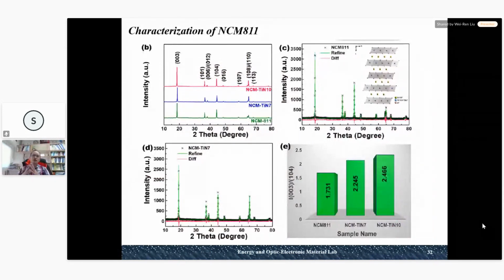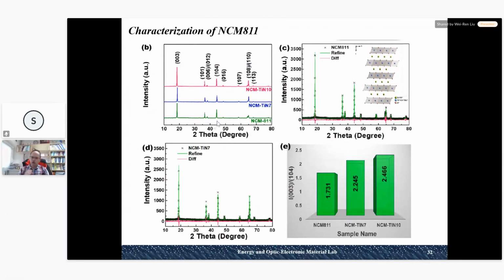So first of all, we use the XRD pattern to see the crystal structure change for the pristine NCA811, TiN7 and TiN10. You can see it's a very similar XRD pattern. It means that there's no impurity on the surface.